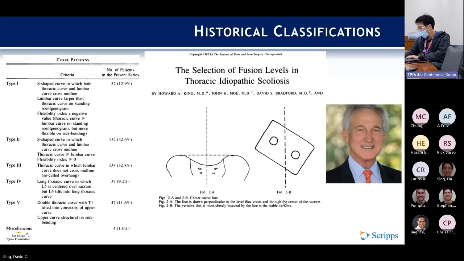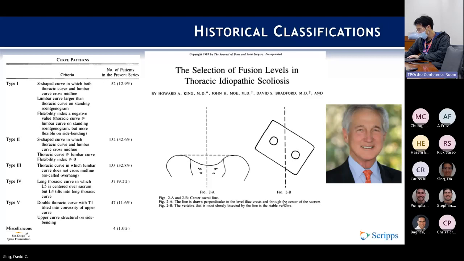Dr. King was out of Minnesota with Dr. Bradford over there. This was published in 1983, the first classification to help guide treatment in identifying how to select your fusion upper and lower instrumented vertebra, trying to describe the different types and curve patterns that might be amenable to it. So they, again, mostly looking at pediatric or adolescent idiopathic scoliosis.